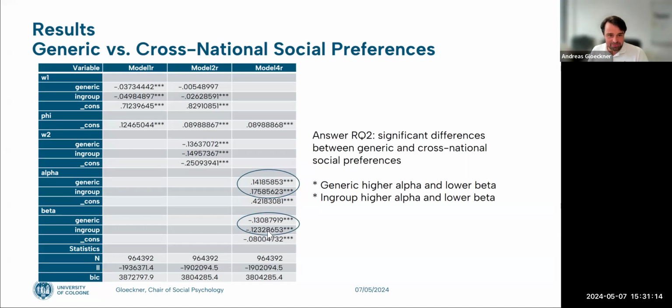So they are more competitive, so this effect is negative, so they give much more negative weight, so they worry more about if they are behind for the in-group than for the out-group.